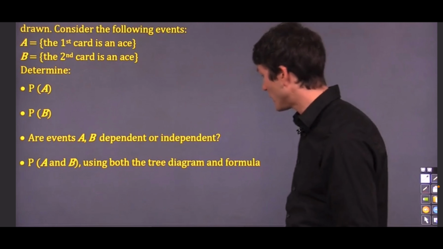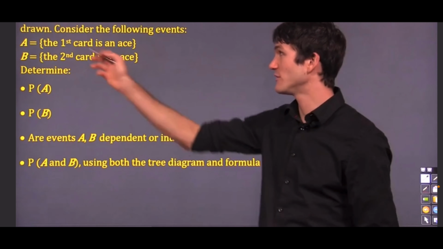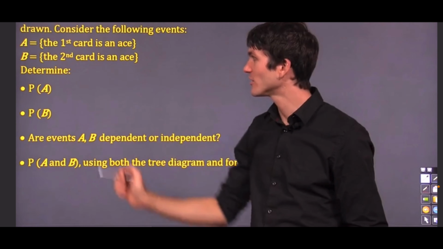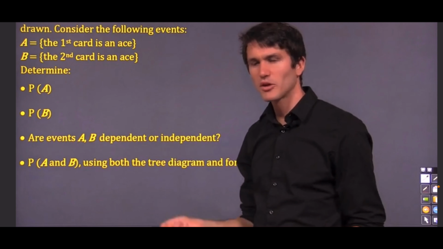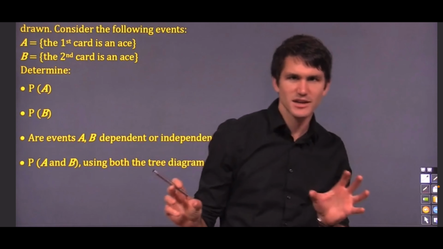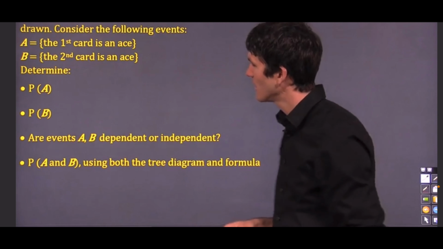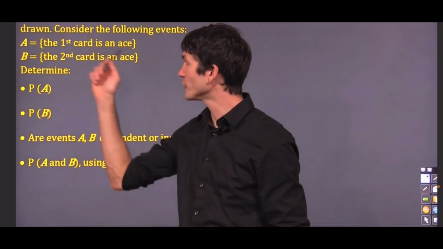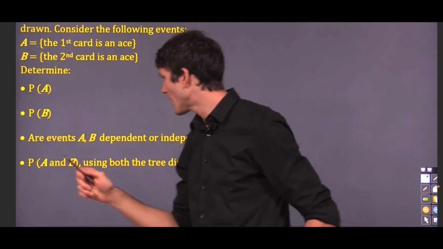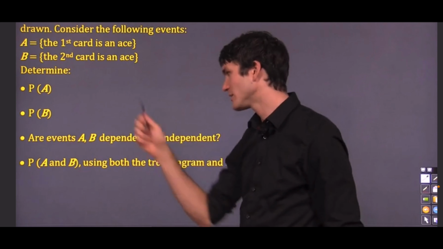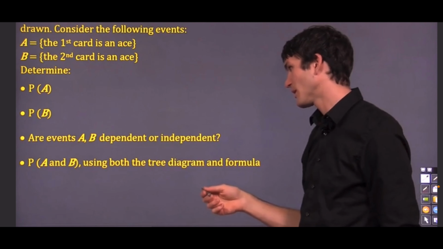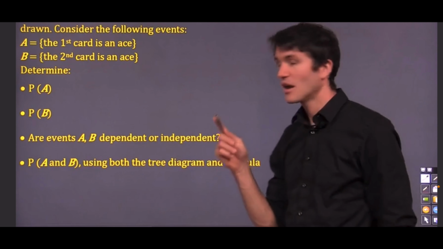Okay, so what we want to find is, first, the event that the first card's an ace, that's event A, and event B is that the second card's an ace. This is very common for multiplication rule problems. You have a first event being something, second event being something. It's two separate things. First we want to determine the probability that the first card is an ace. Then we want to calculate the probability that the second card is an ace. Then we have to see if the events are dependent or independent, and we want to find the probability of A and B. So a lot to do here, using both the tree diagram and the formula.